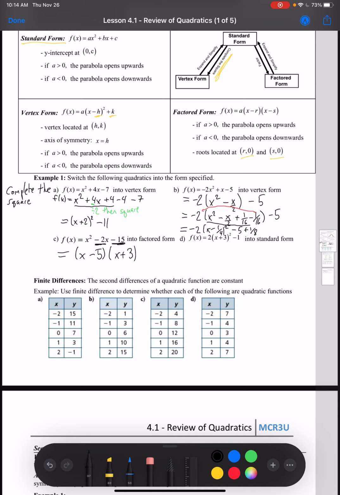One step and that's it. For part D, you want it in standard form. So what we have is vertex form there. To get it into standard form, we just have to expand it. So just multiply it through.